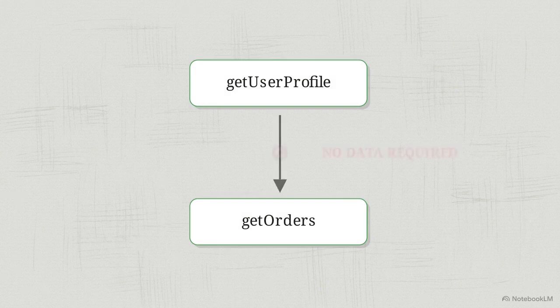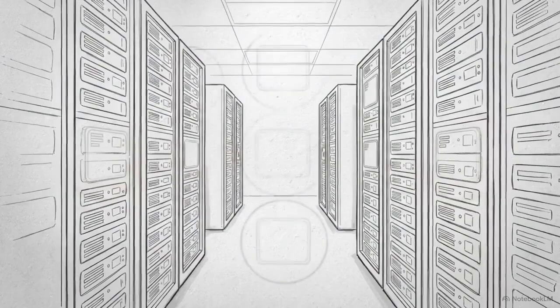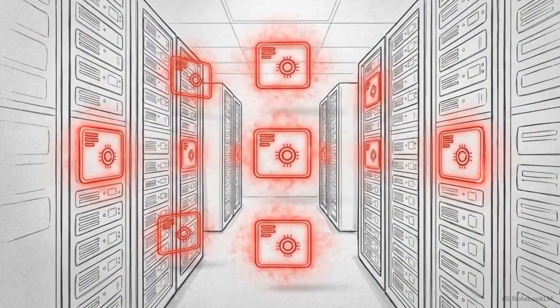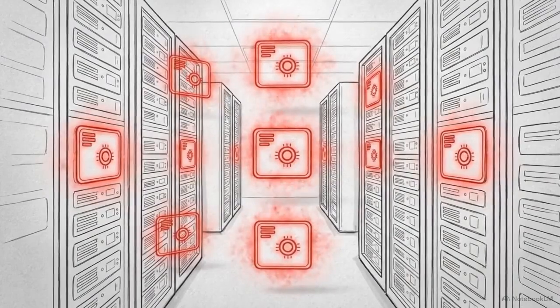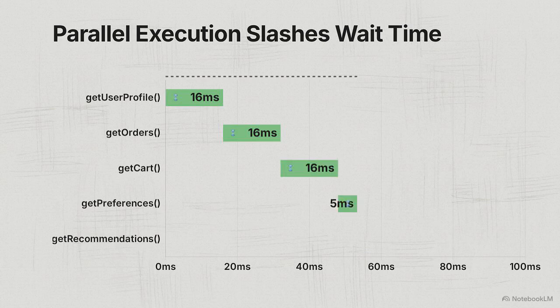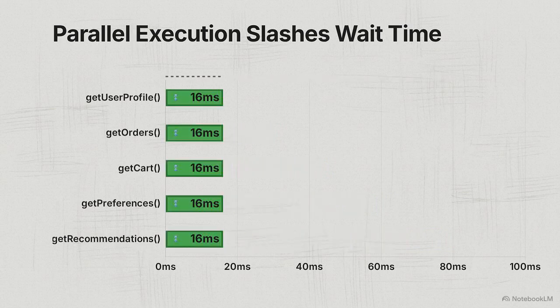If the getOrders function does not explicitly require the output of the getUserProfile function to operate, stacking them sequentially is a purely arbitrary restriction. We resolve this structural defect by moving away from sequential steps. Using Go's errgroup package, we launch all 5 independent requests concurrently. Watch how this optimization alters the handler's execution timeline. Instead of adding the durations together, the total wait time simply becomes the duration of the single longest request.